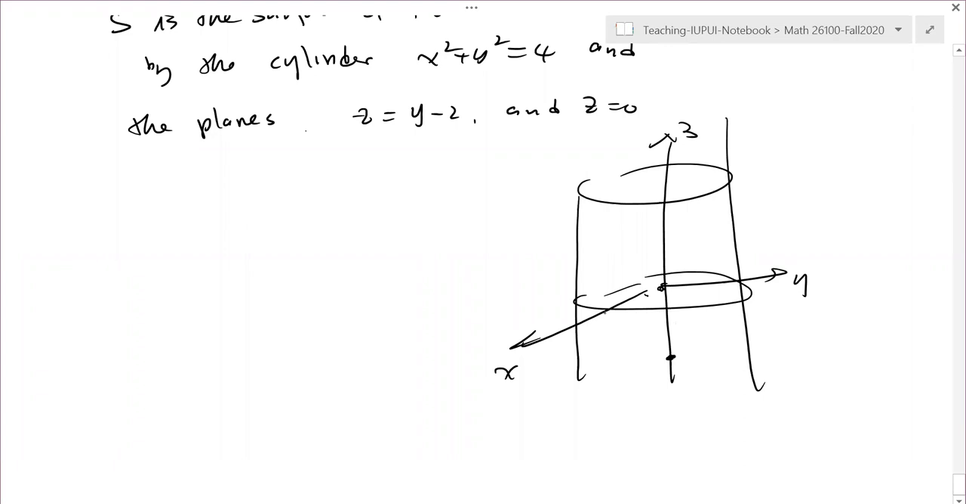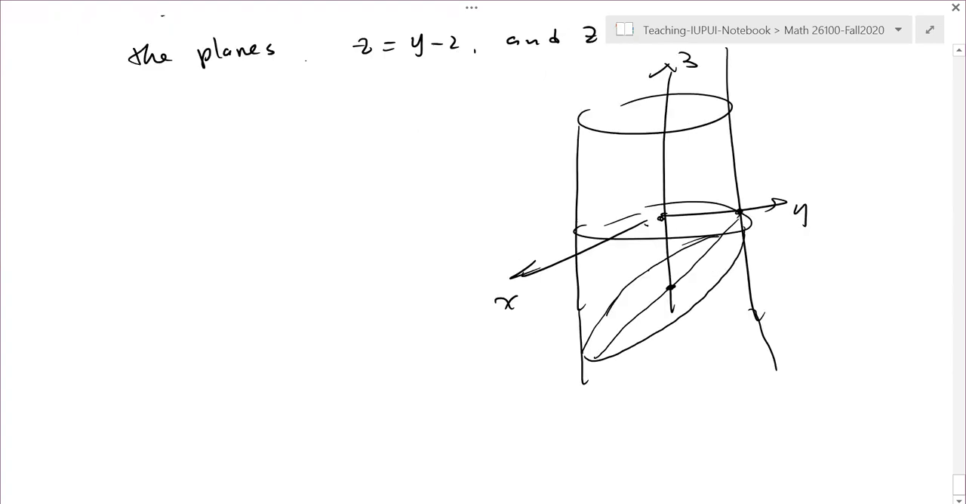Just look at the line in the YZ plane. When Y equals 2, Z equals 0. Okay, so this is going to be like a straight line, right? So the plane actually is going to be like this. I cut the surface, I cut the solid in this form. So actually, this is my solid. Can you see, right? Okay, this is my solid.